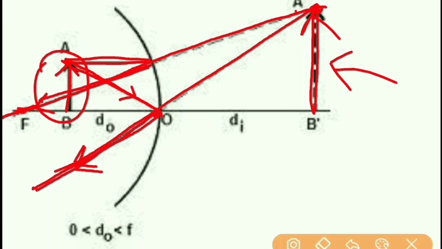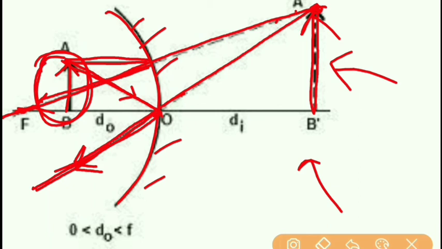Also, it is formed behind the mirror. The side of the object and the side of the image are opposite, that is, one is towards the left of the mirror and the other is towards the right of the mirror. That means they are not on the same side. In previous cases they were on the same side, but now it is different.